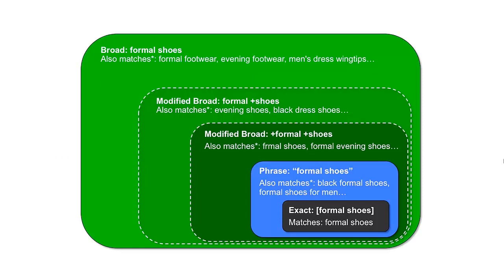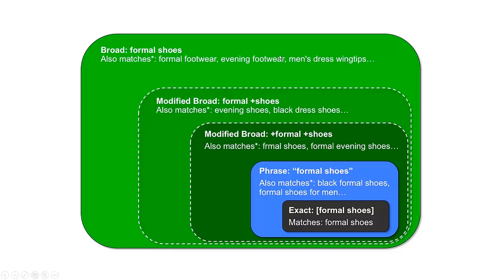Now, I found a diagram on Google's website. Well, actually I found it somewhere, but I think it's come from Google's website. And this quite nicely displays the differences between them. So you start at the broad level, which is just your formal shoes, and that could also trigger synonyms and all sorts of stuff. And some of that stuff could be completely irrelevant to you. But it gives you access to the most number of different keyword combinations that could potentially be searched for.